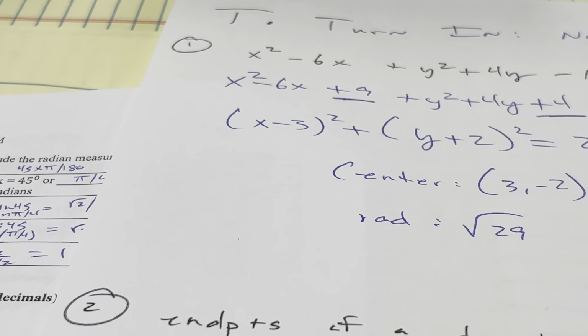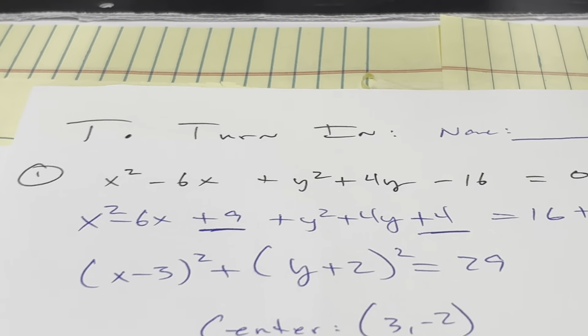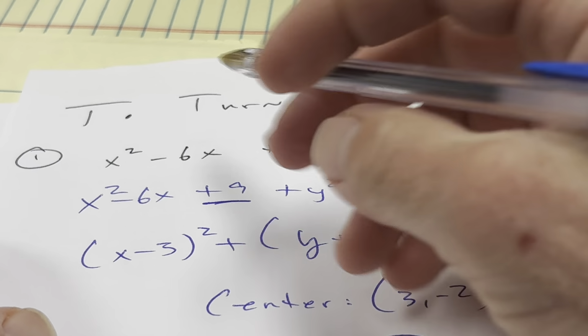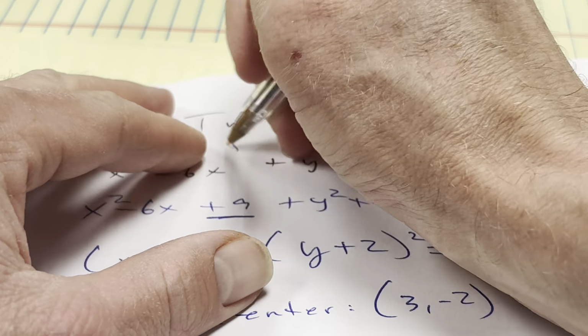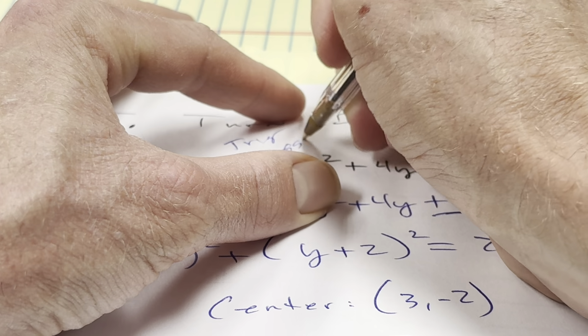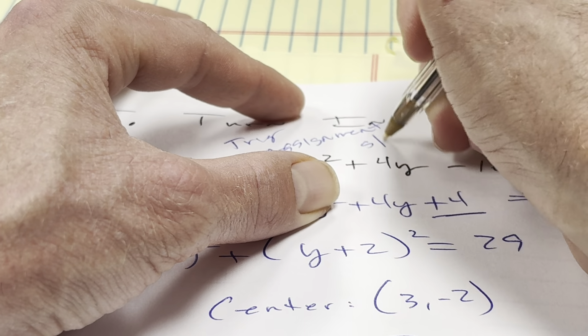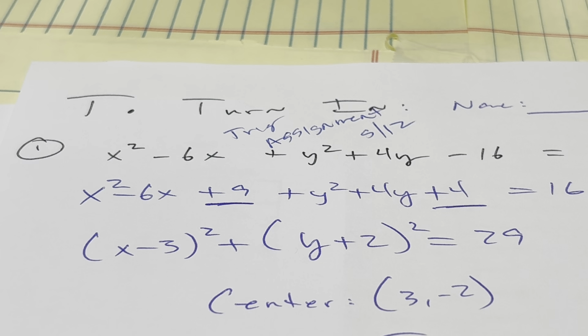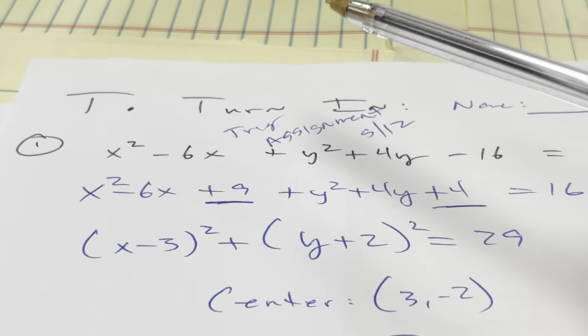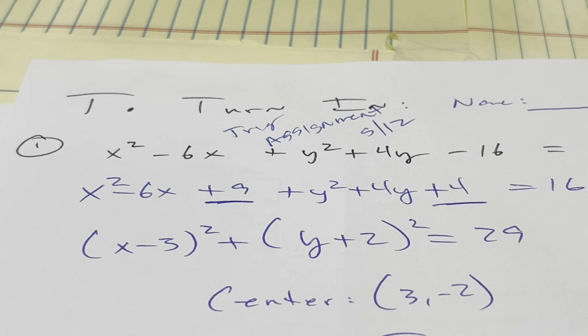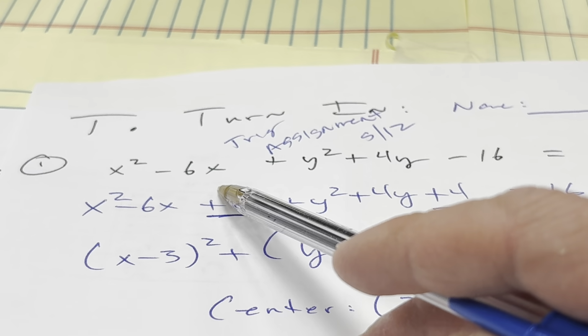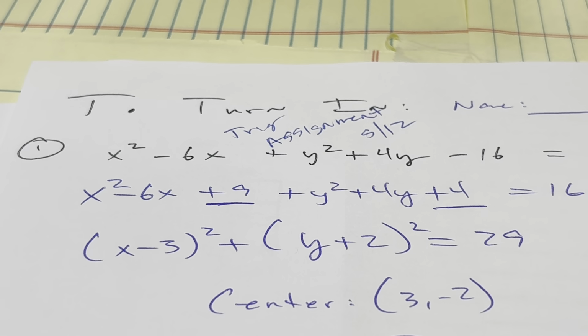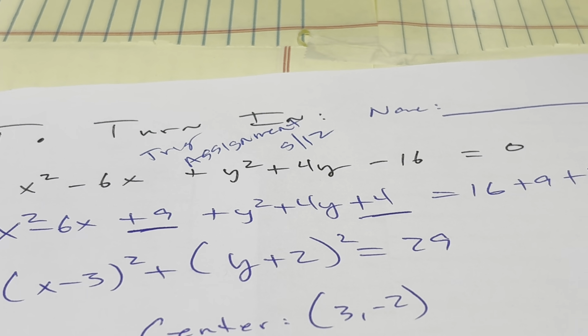So on a clean sheet of paper to turn in this hour, just call it TRIG assignment 512. Don't abbreviate assignment. Make sure your name is on it, okay? Again, on a separate sheet of paper, not on the back of a piece of paper you've written on, a clean sheet of paper. In black, we're just going to write the equation of the circle. We're going to find the center and the radius. So x squared minus 6x plus y squared plus 4y minus 16 equals 0. Let's write that out.